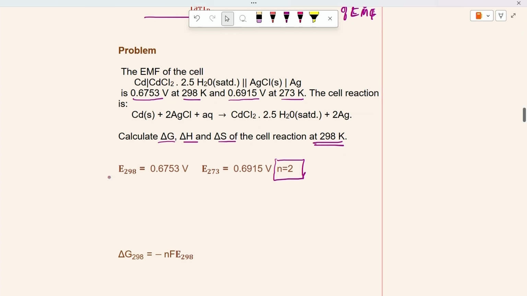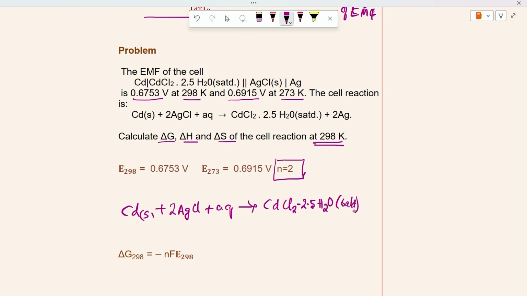We know the cell reaction: cadmium solid plus 2 AgCl plus aqueous, that is some quantity of water, gives cadmium chloride, here it is 2.5 H2O in a saturated condition, plus 2 Ag. This is the cell reaction. Now, let us see what is happening here. This cadmium is in the elemental state, its oxidation state is 0. It changes to cadmium chloride. You know that chloride is with -1 oxidation state and you have got 2 chloride ions, and therefore, the oxidation state of cadmium is +2.